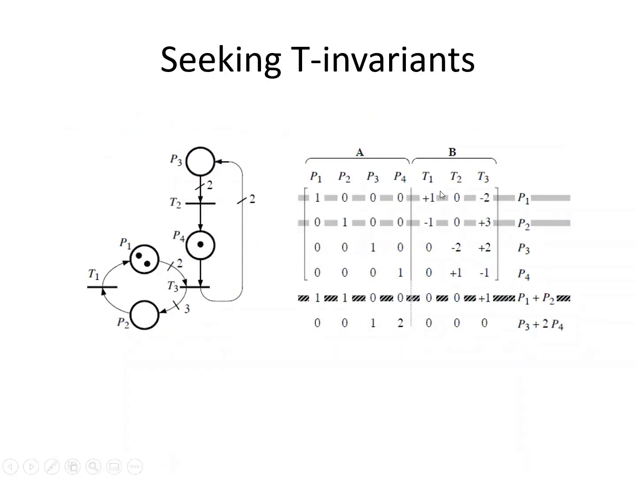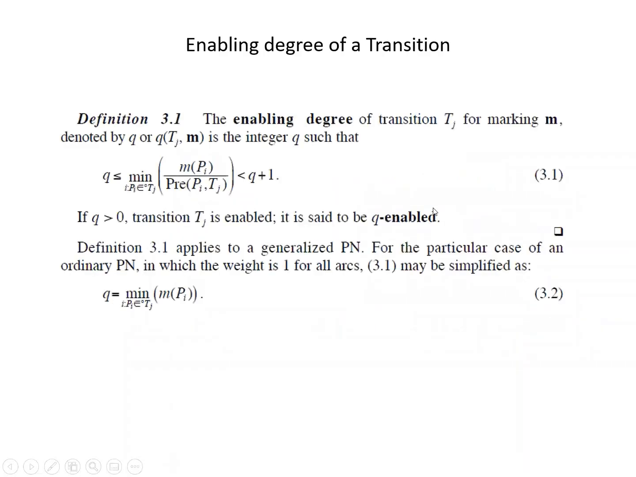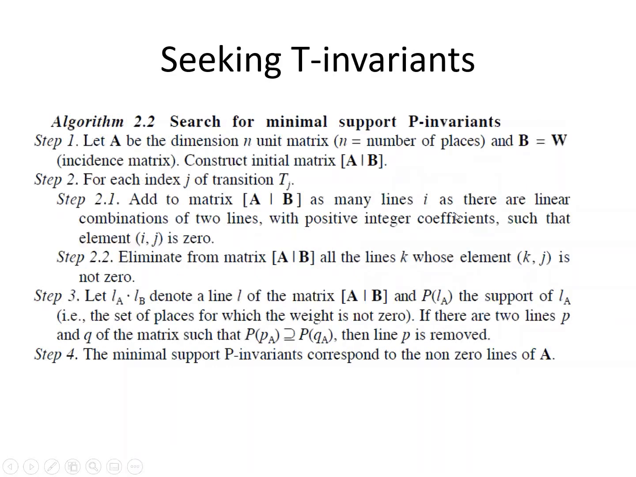Okay, and now we'll consider J equal to 1. So we are actually at column 1. You got the idea? And further we have two steps. We have to add new lines to this matrix, AB matrix, which fulfill these conditions. If we have positive integer coefficients in the linear combination, and the element ij is 0. So you will make a linear combination of 2 lines, and if these 2 conditions are fulfilled, then we will add this linear combination as a line to AB.